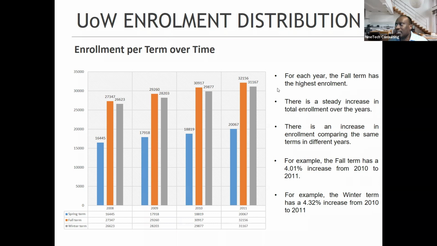For each year, the fall term has the highest enrollment. So fall is usually highest. There is a steady increase in total enrollment over the years. There's also an increase in enrollment comparing the same terms in different years. If you look at the spring term, it keeps increasing. It was 16,000, then 17,000 in 2009, then 18,000, increasing steadily. All the other terms are increasing steadily too. For example, the fall term has a 4% increase from 2010 to 2011. So this is an insight.